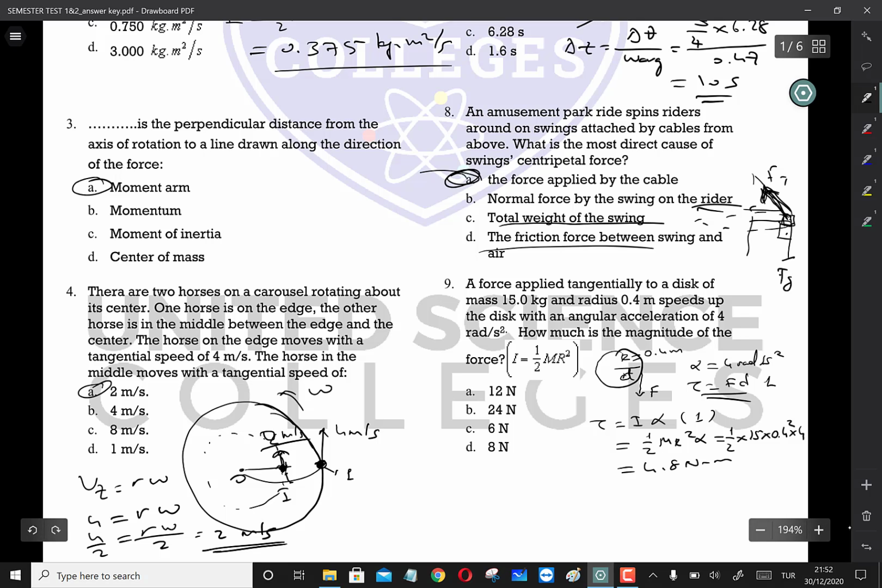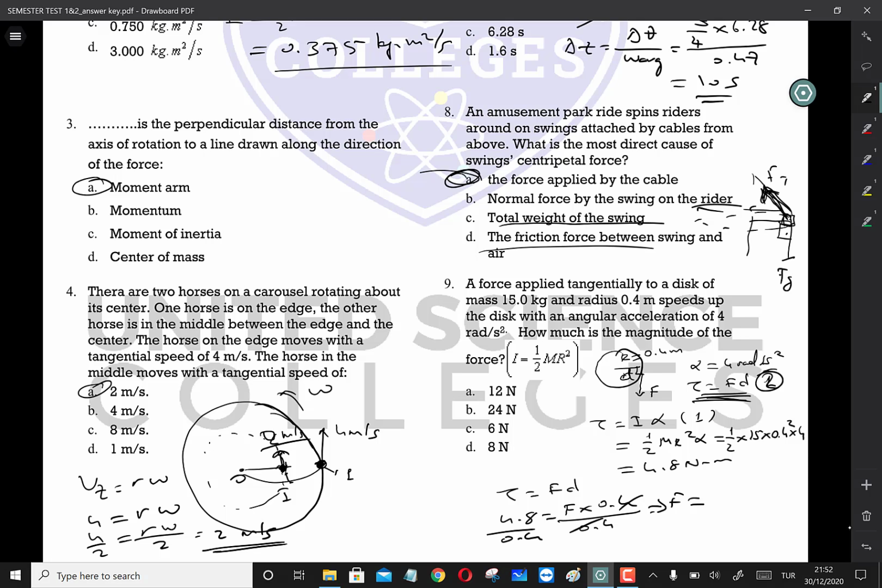Now we can use the definition of torque from section 1. So this torque is equal to F times d. d in here is the radius, and the angle between the radius and the force is 90 degrees because the force is tangent to the circle, so we don't need to write it because sine 90 is 1. 4.8 is equal to F, the unknown, multiplied by r, the distance, which is 0.4. So F is going to be 4.8 divided by 0.4, which is equal to 12. 12 Newton is the force.